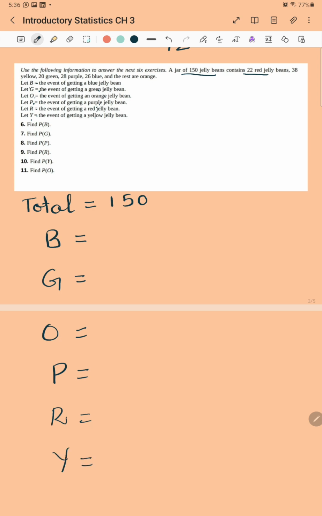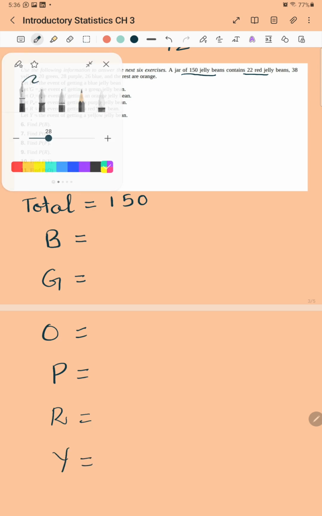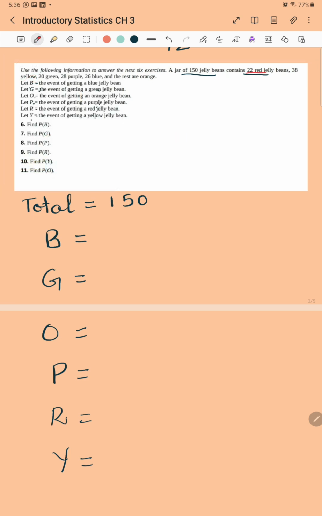Okay, 22 red jelly beans. So red are 22. 38 yellow. Yellow is 38. 20 green. 28 purple. 26 blue. And the rest are orange.